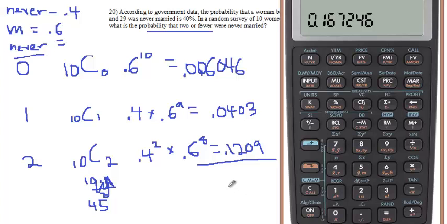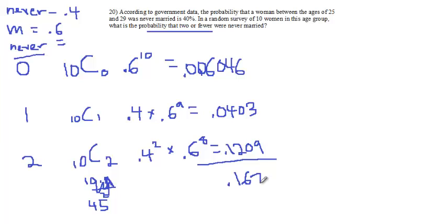We'll round it off to 0.1672. In other words, based on these circumstances, the odds of never married are 0.4, odds of once married are 0.6, so the odds of 0 married are very, very low, 0.006046. It's less than 1%, about 0.6%. Then the odds of having 1 married were 0.0403, about 4%. The odds of having exactly 2 married were about 12%. So the total for these three was about 0.1672, or approximately 16%.